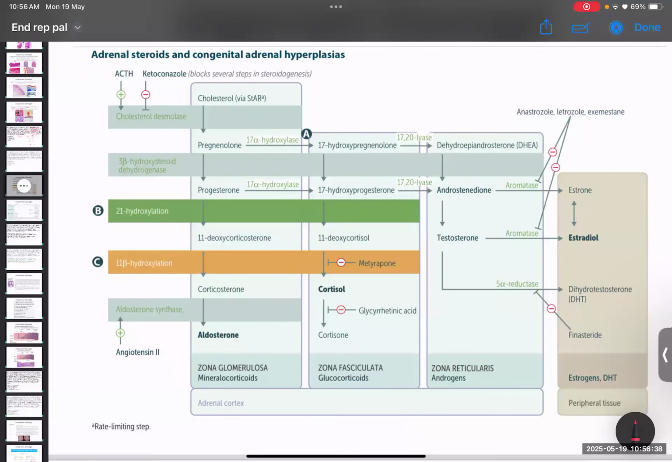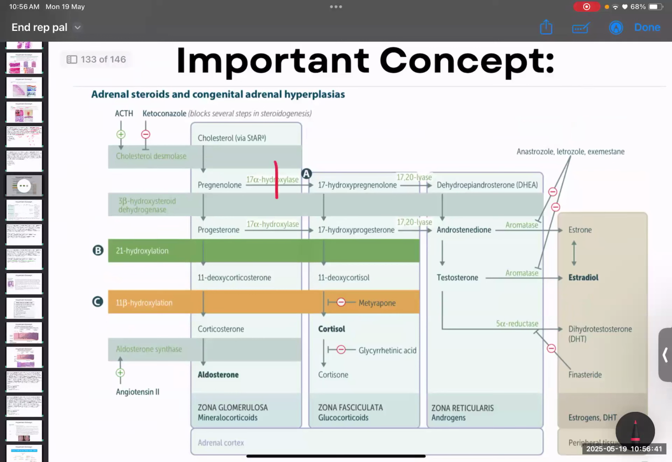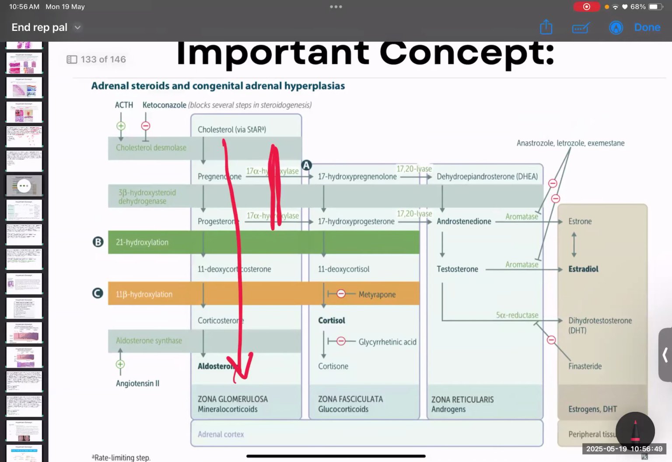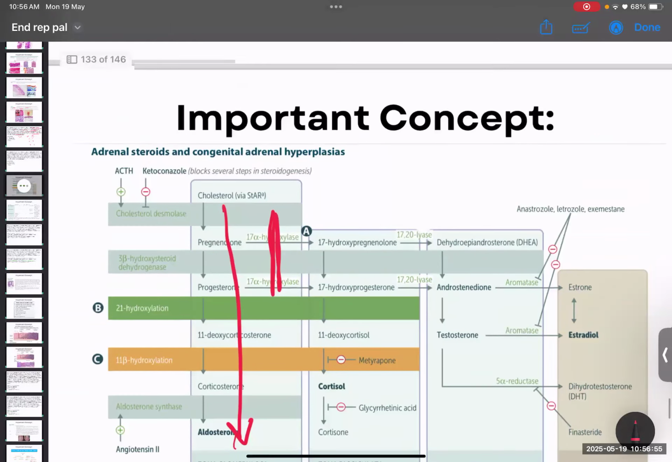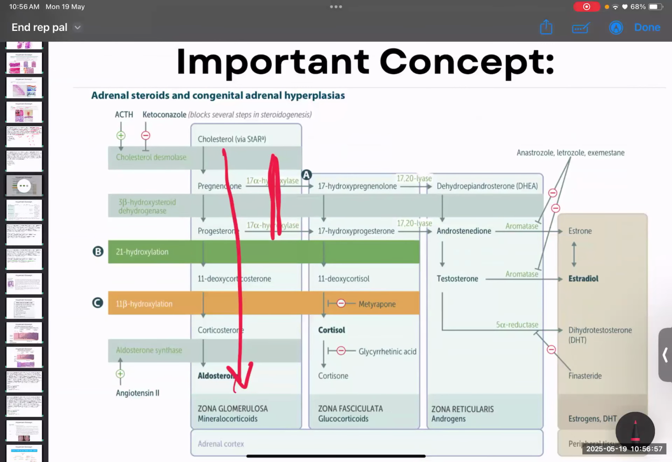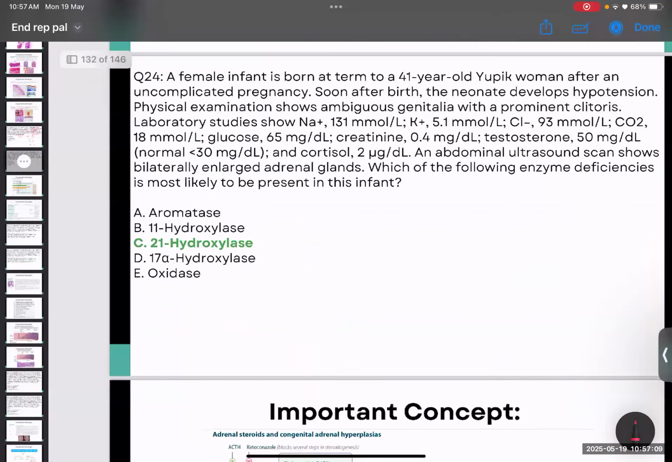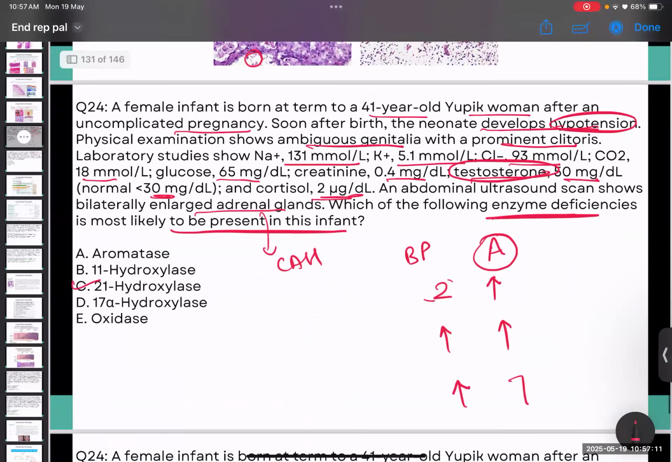Now, if we're talking about 17-alpha hydroxylase deficiency, we're effectively blocking this pathway. So when we're blocking this pathway, all you can do is shunt the pathway to this area. And so usually females will not have virilizing symptoms, but they will have high levels of blood pressure. In males, however, you will see ambiguous genitalia and elevated levels of blood pressure, mainly because you don't have testosterone being produced now. So that's how I would remember it. And our answer here is 21-alpha hydroxylase, mainly because she's a female infant who is hypotensive and she has virilizing symptoms.